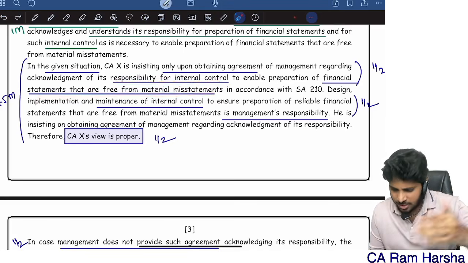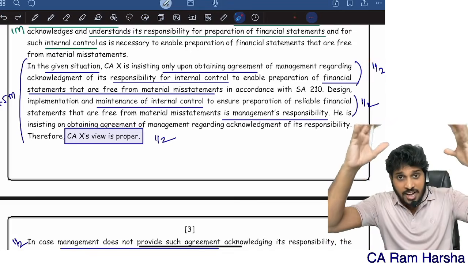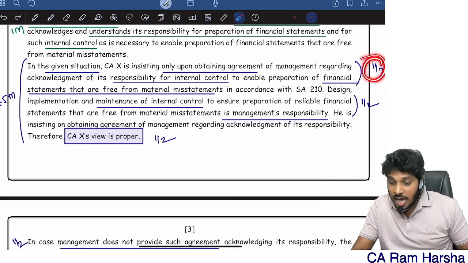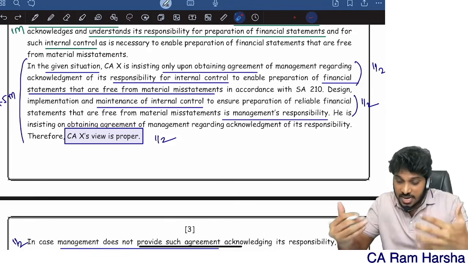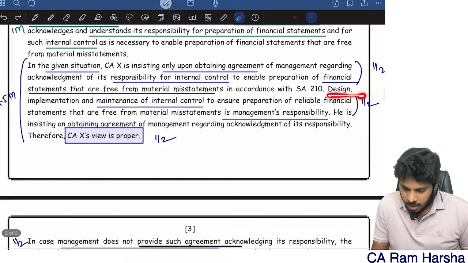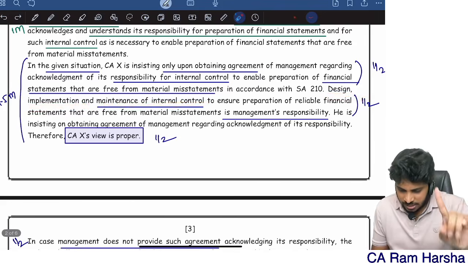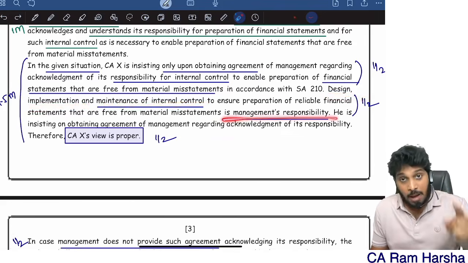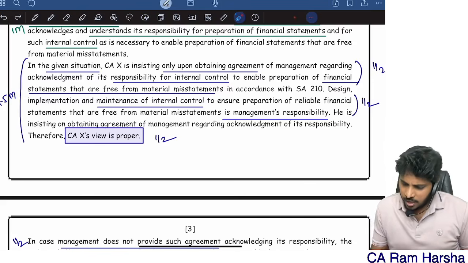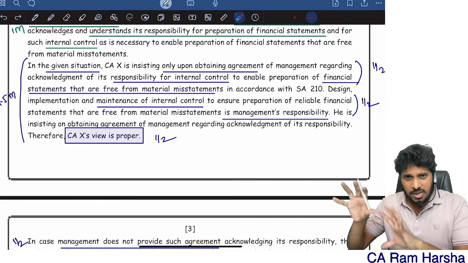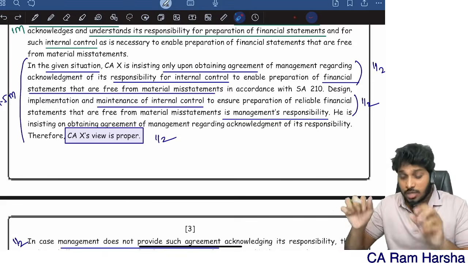This is the given case only, but still the given facts of the case you are once again presenting here. For that, half mark, because you need to analyze it. This is analysis, half mark. Design, implementation and maintenance of internal control is management responsibility. Okay, for that you are writing, right? Internal control and financial statements preparation, both are management responsibility.